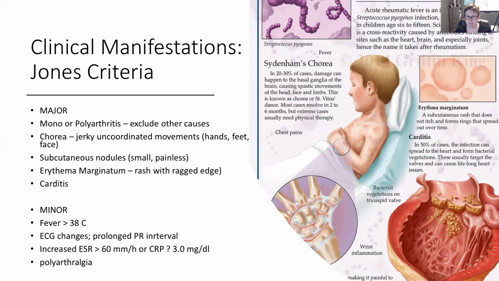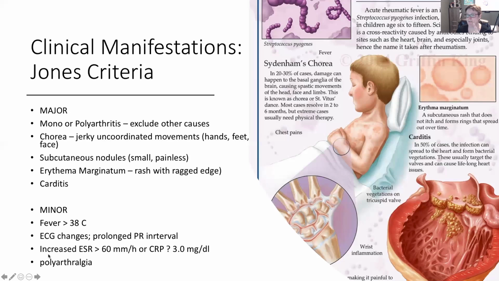Erythema marginatum is a rash that develops in the subcutaneous tissue. Here we have a picture. It forms rings, it doesn't itch, and it just kind of spreads over. And it may also have a ragged edge. It doesn't always have to have this beautiful edge here. And then carditis, inflammation of the heart. If we have 2 of these present, we are diagnosing rheumatic fever. If I have 1 of these present, I need to also have 2 minor.